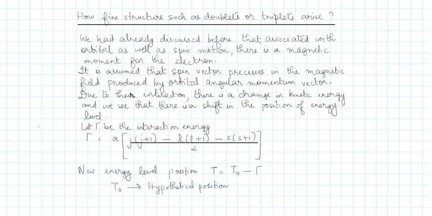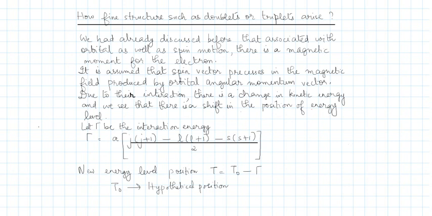Now, we would like to know why is it that in the spectra of one electron systems, we see that certain lines which appear to be a single line are not single lines. They are actually doublets. So, we would like to know what is the reason for such an occurrence. We had already discussed in our previous lectures that associated with orbital as well as spin motion, there is a magnetic moment. Associated with the orbital motion of the electron, there is a magnetic moment. Associated with the spin motion of the electron, there is a magnetic moment. And we are now just going to briefly or superficially explain the occurrence of doublets in the spectra of one electron systems due to a mechanism called spin-orbit interaction.